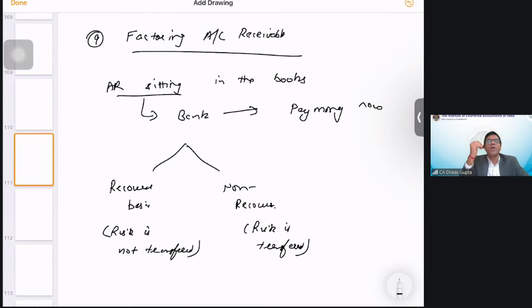Non-recourse means. I think in recourse basis, risk is transferred, I think. No. Recourse means that you will have a recourse. In case you are not being paid, then you will have recourse to me, right? That means you can recourse the liability to me. I will pay it to you. That means the risk is still with me, correct?